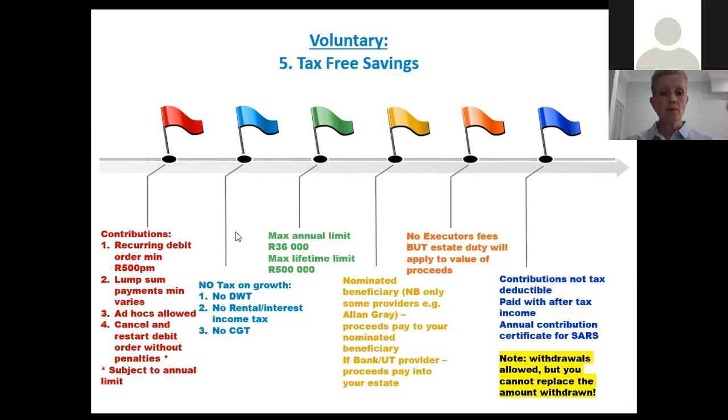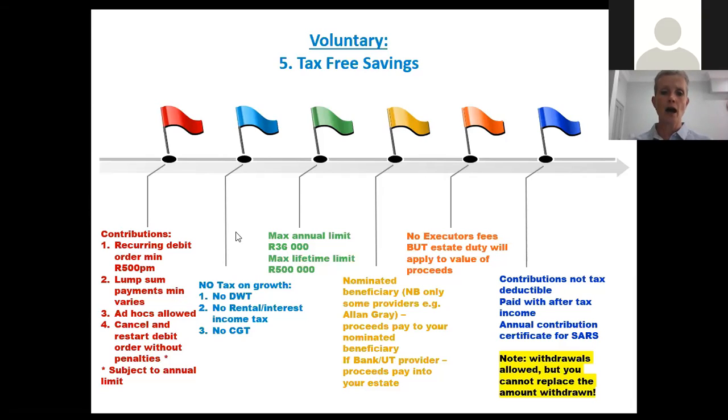Contributions are not tax deductible, paid with after-tax money, but you would get an annual contribution certificate from SARS just to provide confirmation of the amount of money that you have contributed into that tax-free savings. Note, withdrawals are allowed, fully liquid. It's as if it's a unit trust. However, once you've taken the money out, as I said previously, you cannot put it back.